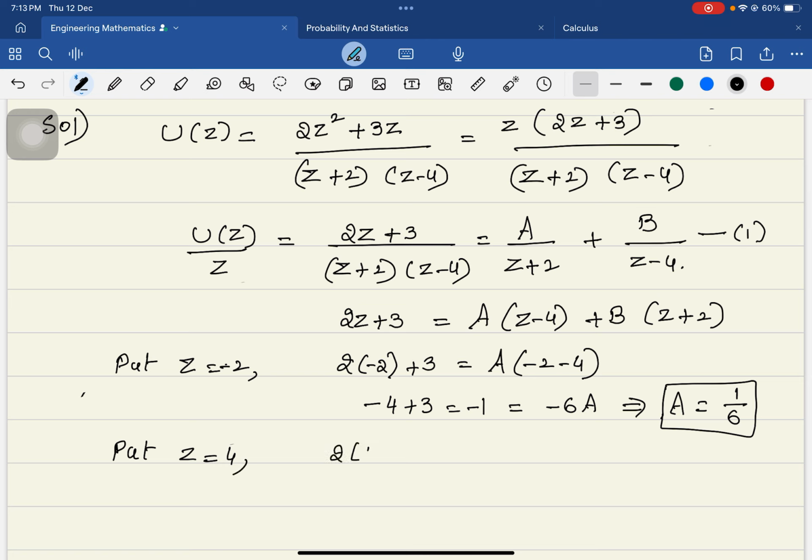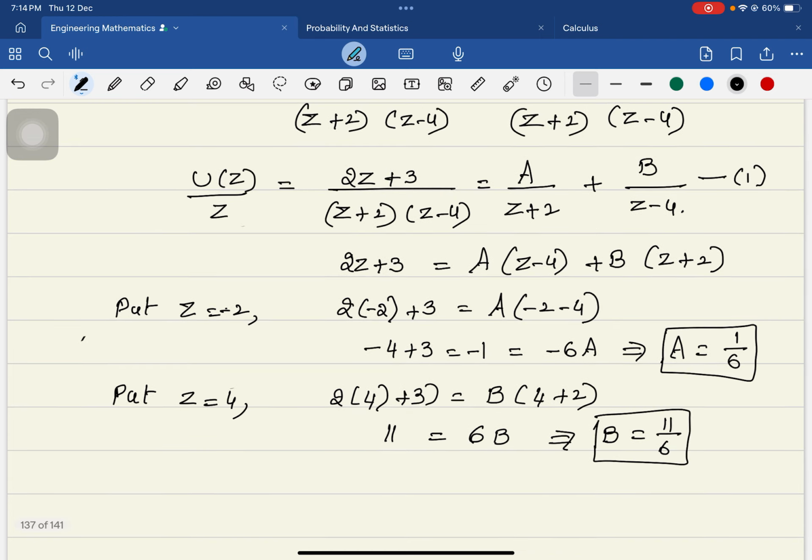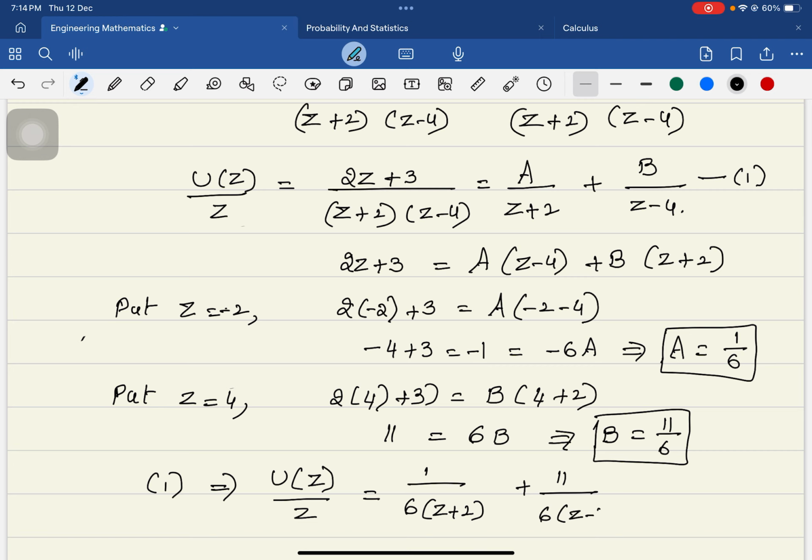So 2 times 4 plus 3 is given by B times (4 plus 2). Now it is 8 plus 3 is 11, which is 6B. So the value of B is 11 over 6. So we got the values of A and B. Just put them in equation 1. So when we plug it here, U of z over z is given as A, which is 1 over 6 times (z plus 2), and B, which is 11 over 6 times (z minus 4).